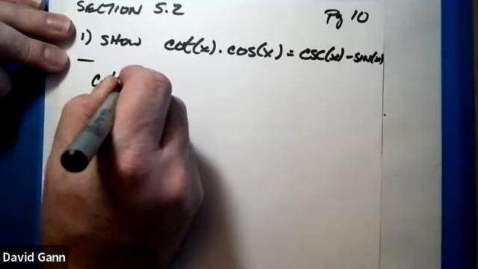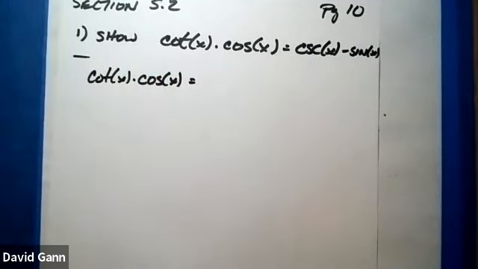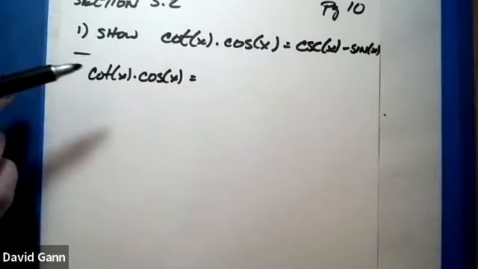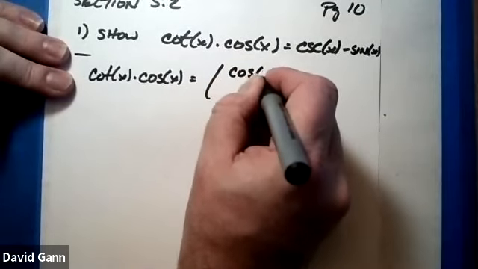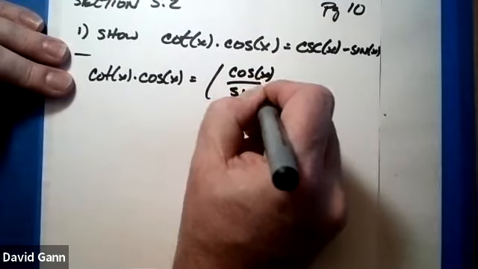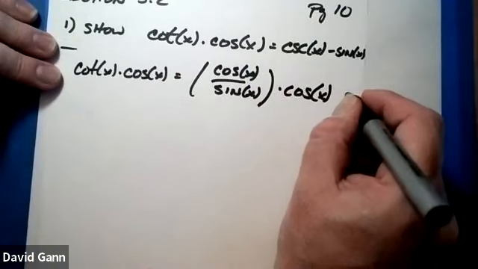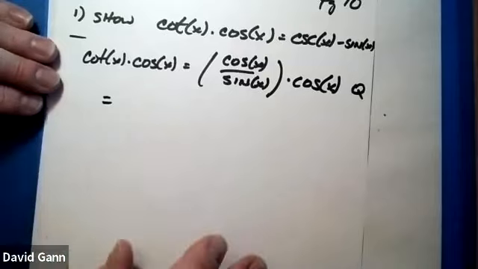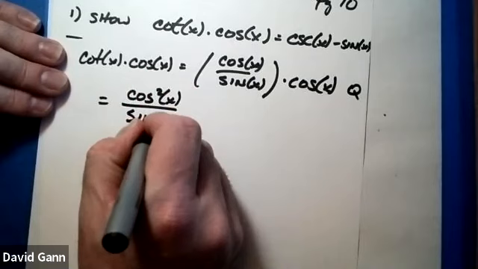I'll start with cotangent of x times cosine of x. The first step that I'm going to employ is to convert, just because I really don't know exactly how to get there, this to cosine over sine. So we have cosine of x over sine of x times cosine of x. That is a quotient identity. And the next step, I'm going to combine those together. So I have now cosine squared of x in the numerator over sine of x.